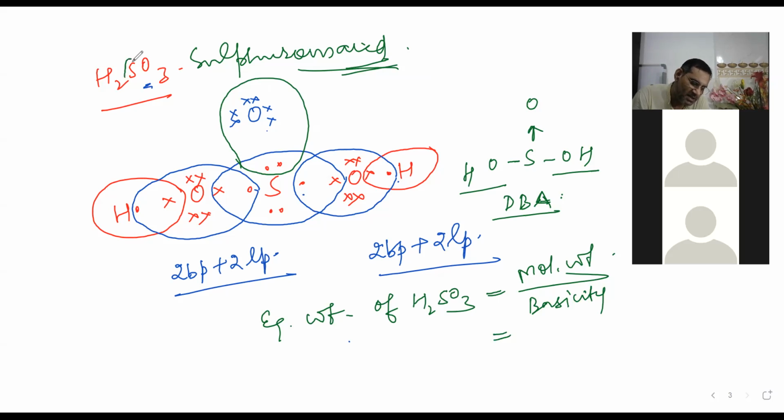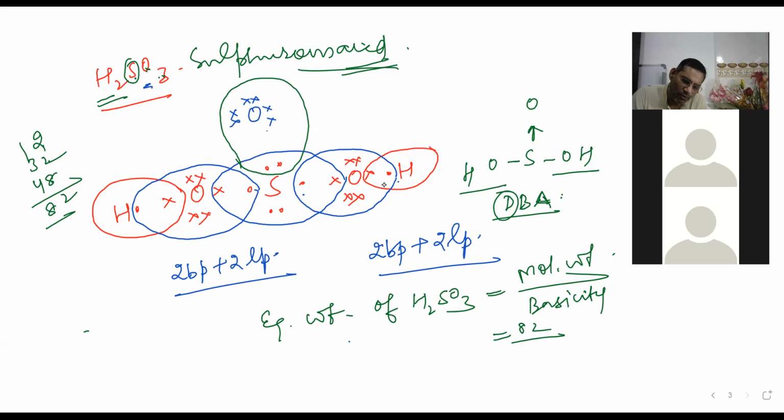Molecular weight. See, this is 32 and 16 threes are 48. 48 plus 32 will be 80 and this is 2. 2 plus 32 plus 48. 16 threes are 48. 8 to 10, 12, carry over 1. 82. Basicity here, as I already told you, is 2.